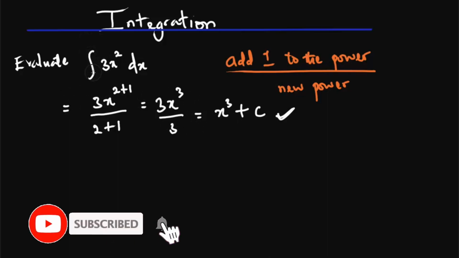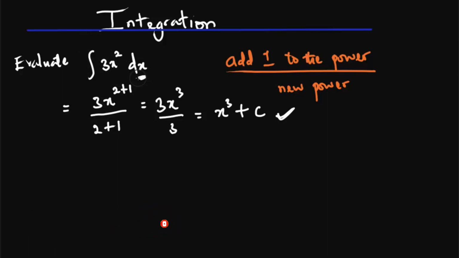Now, this integral is with respect to x. That's why we have dx. In case you're wondering what this dx means, it means you are integrating with respect to variable x. So if I have another variable, say 3t squared, it is going to be with respect to t, so it will be dt. So that is simply that. Let's move on to another question.